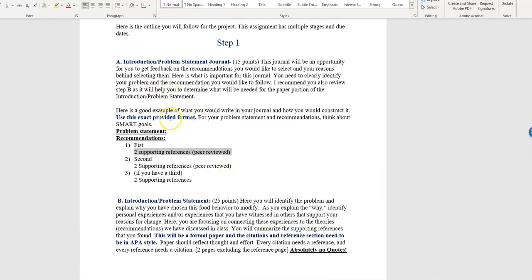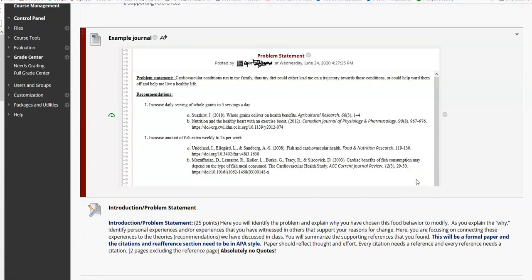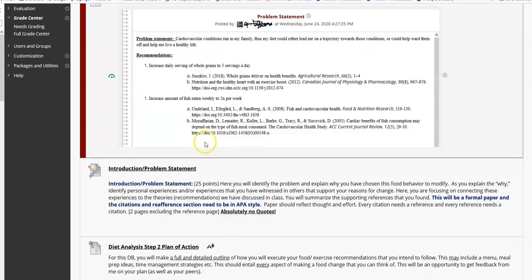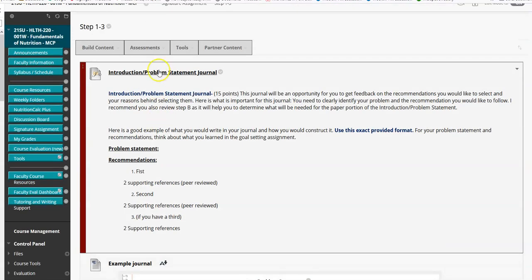And so keep in mind, use this exact format, 2 supporting references minimum for each. And I gave you an example right here. So if we go under step, here is another student. And so you see, these are very specific. I'm going to increase my servings to 5 grains a day. Here are my references. He followed the outline I gave exactly. And so here you'll find, here is your journal article. And so, apologize, here is your problem statement. So have fun, start thinking about it right away, and let me know if you have questions.